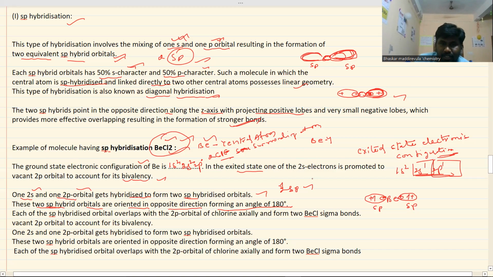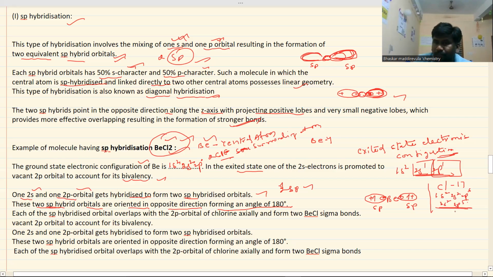What is the surrounding atom here? The surrounding atom is chlorine. Here we have two chlorines. If you see the electronic configuration of the chlorine atom, its atomic number is 17, so 1s2, 2s2, 2p6, and 3s2, 3p5. These are the outer shell orbitals: 3s2, 3p5.